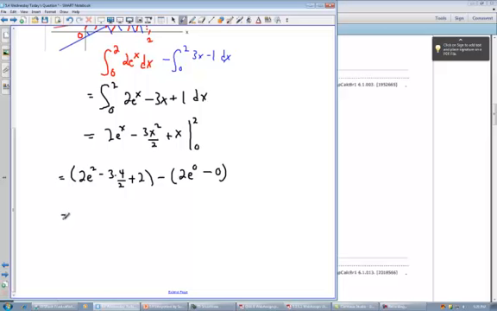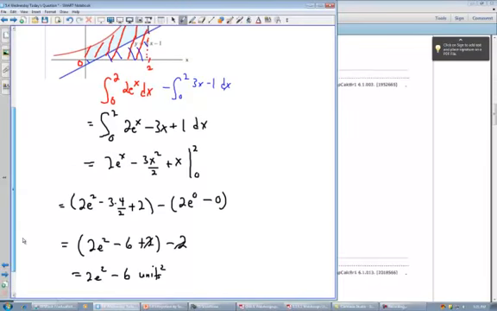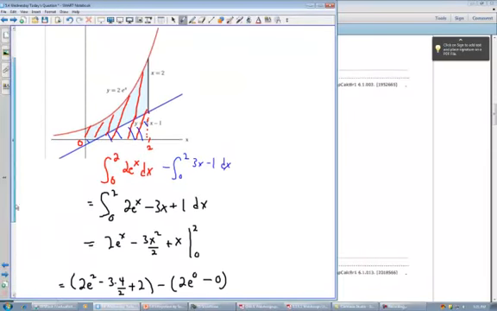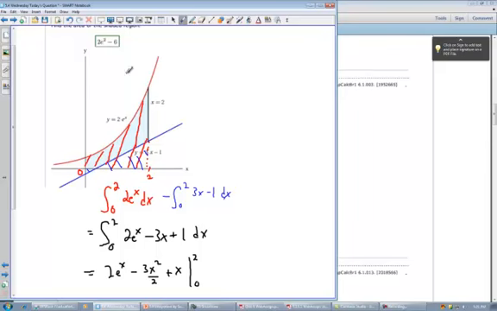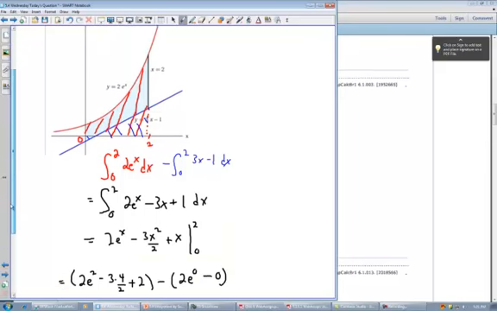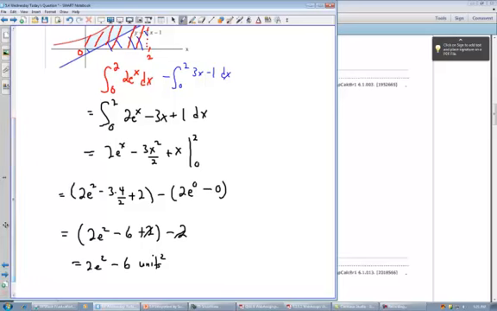And so this is actually equal to 2e squared minus, the 4 and 2 will cancel, so I'll get 6 plus 2. Minus a 2, because 2e to the 0 is just a 2. And so this is equal to 2e squared minus, the 2's will cancel here, and I just get minus 6. And of course it's units squared because I'm finding an area. All right, so on this one, in a little box, I put 2e squared minus 6, just like I found here.